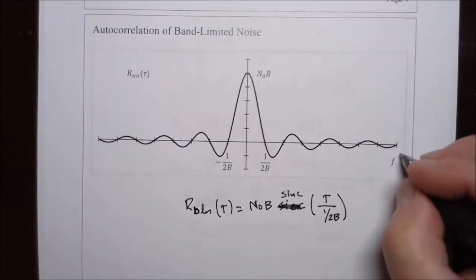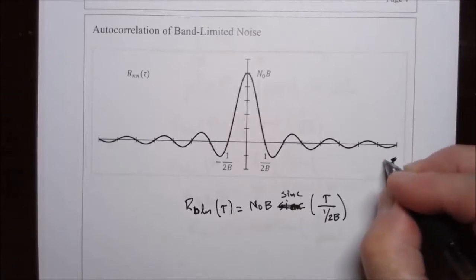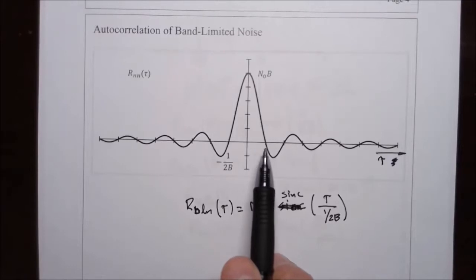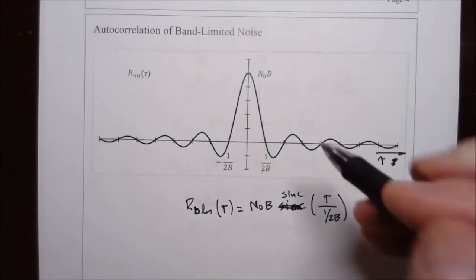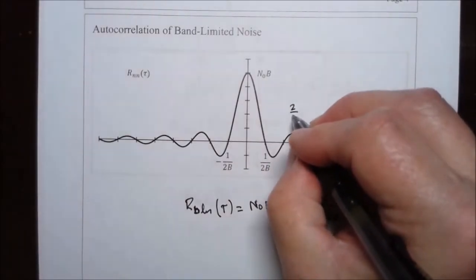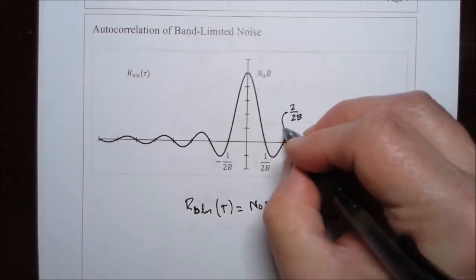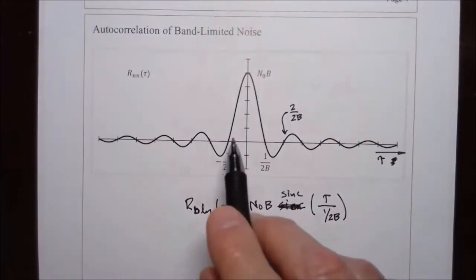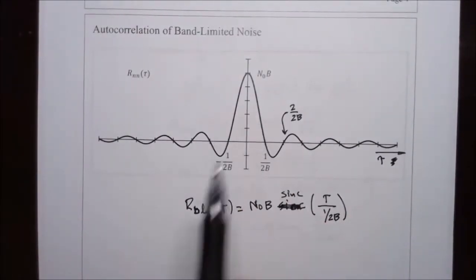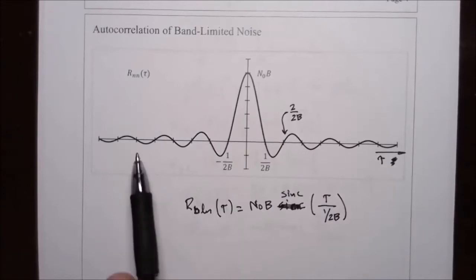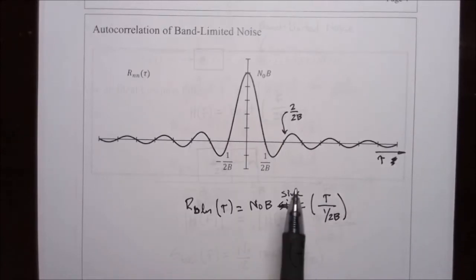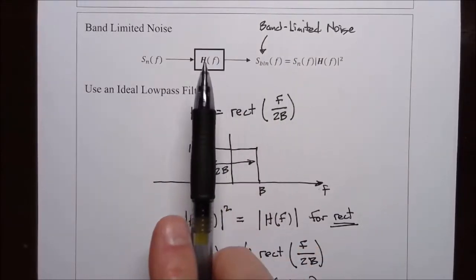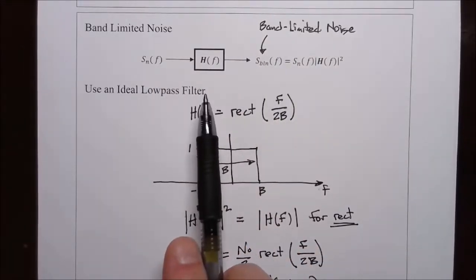So this should not be an f. This should be a function of tau. And it should have its first zero crossing at 1 over 2B. And then the next zero crossing is at 2 over 2B. And then 3, 4, 5, 6, etc. And it goes in both directions. It's symmetrical with respect to tau. Okay, so this is again the autocorrelation. Let's find the total power in the noise that is passed through this low-pass filter.